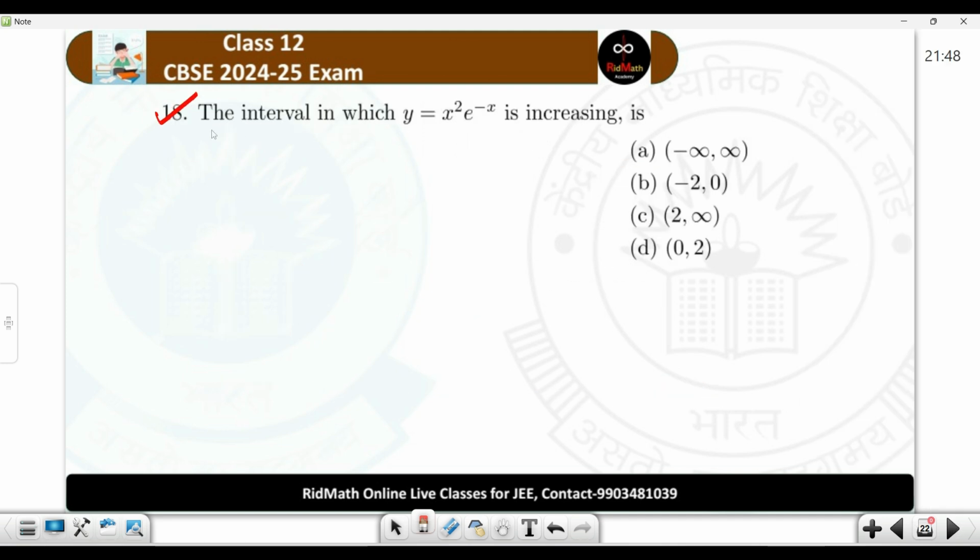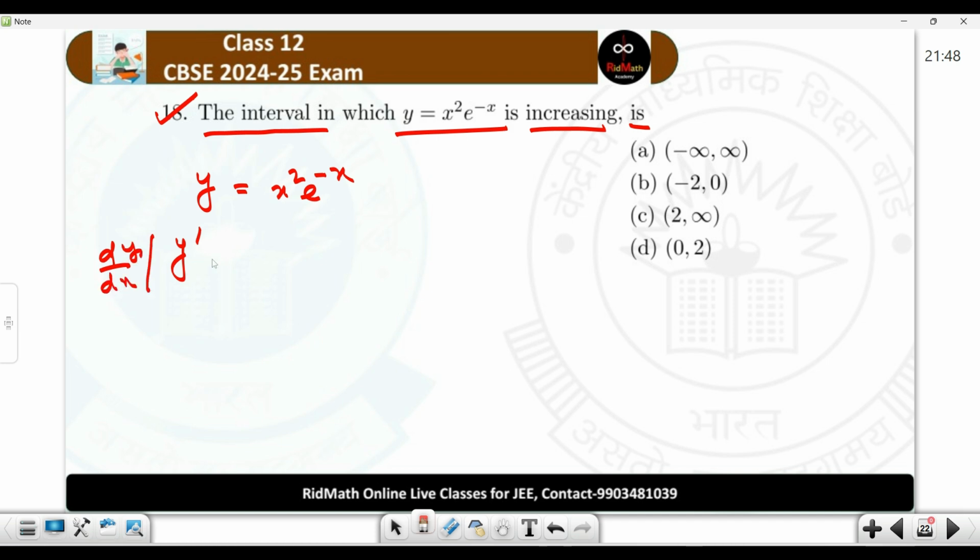Question number 18. The interval in which this is increasing is, okay, so now this is y equal to x square e to the power minus x. So now we will find dy dx or y dash, whatever you say. This is 2x e to the power minus x plus x square into minus e to the power minus x. This is the derivative using the UV rule. So this is 2x e to the power minus x minus x square e to the power minus x.